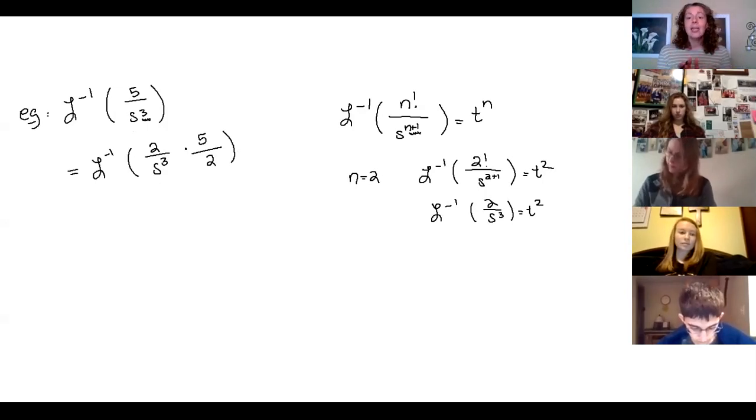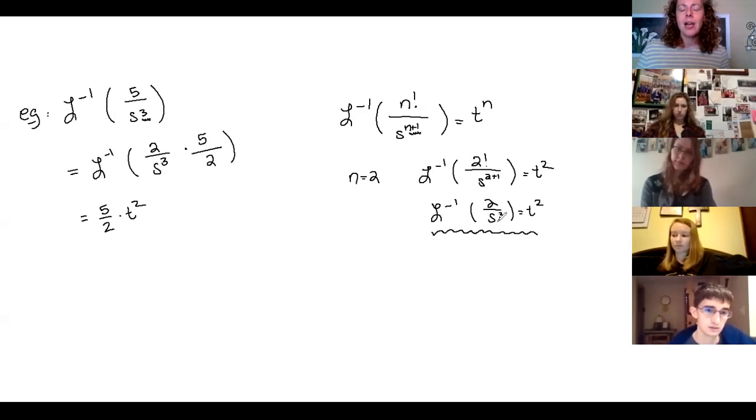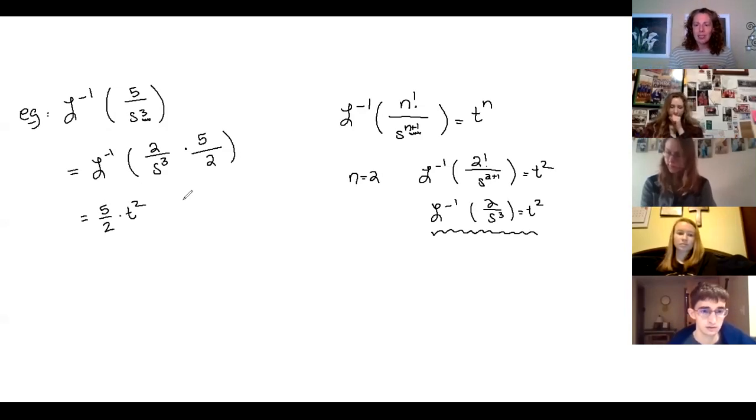So I'm rewriting to get the inverse transform of something that I am familiar with so that I can use my rules. The 5 halves just comes out in front, and I know the inverse transform is t squared. So my inverse Laplace transform is 5 halves times t squared. We needed to mess with the constants a little bit to get the inverse transform of something that we knew.